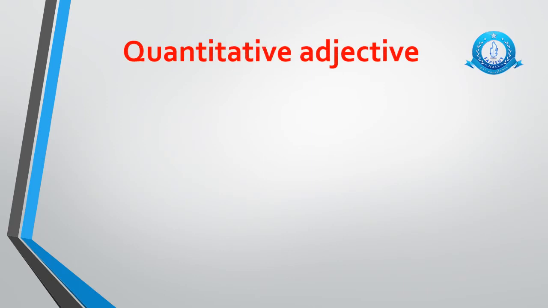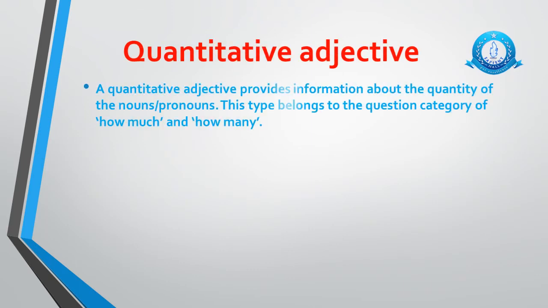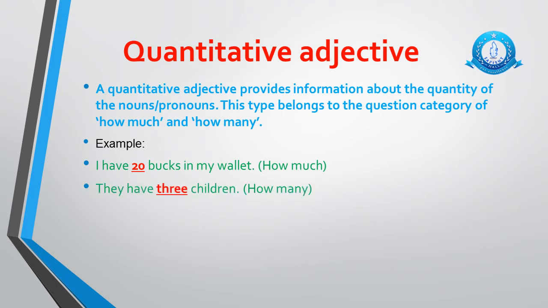Next is the quantitative adjective or adjective of quantity. A quantitative adjective provides information about the quantity of nouns or pronouns. This type belongs to the question category of how much and how many. Examples are: I have 20 bucks in my wallet. How much? 20 bucks. They have 3 children. How many? 3 children. You should have completed the whole task. How much task? The whole task.